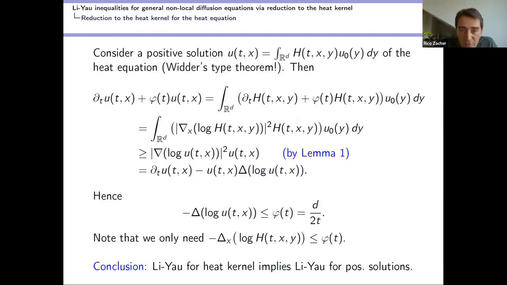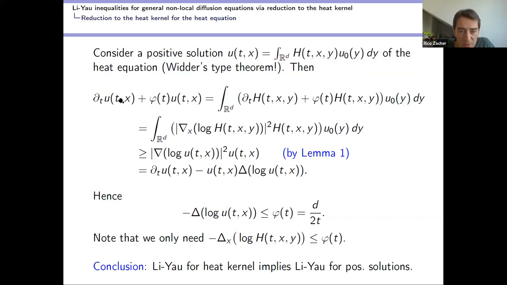Now, it is known that any positive strong solution of the heat equation can be expressed as an integral where you convolve with the heat kernel. That's a Widder-type theorem, an important result. So this is what we need now. So we have this representation for u.